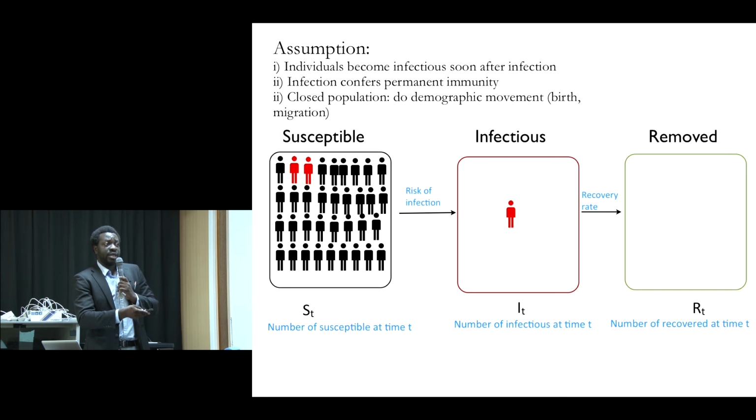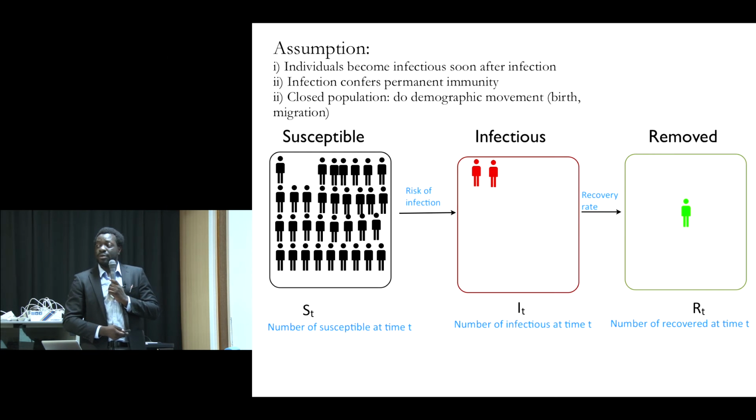We started with one case here. He infected 2, and because they are infected, they move to the next box here, and 1 becomes immune. When you become immune, you have to move to the next box here. And we have 2 newly infected here. They were susceptible, they are now infected, so they have to move into the infectious box here.